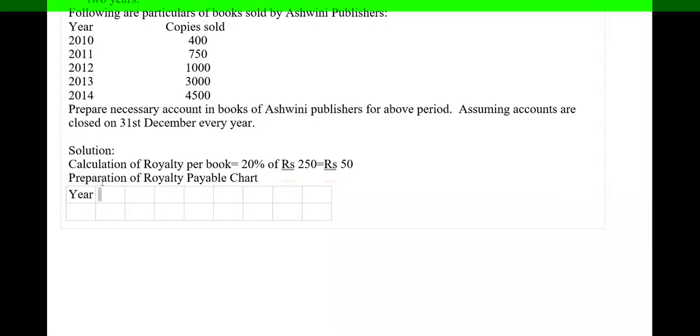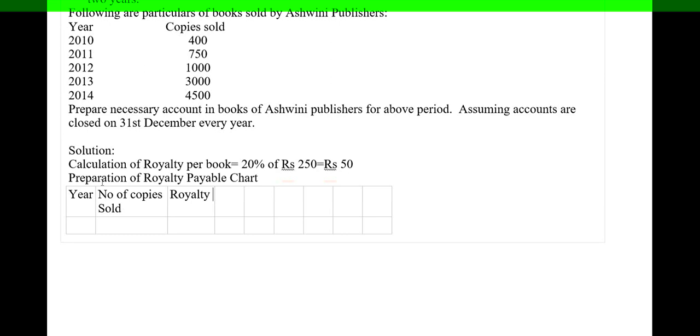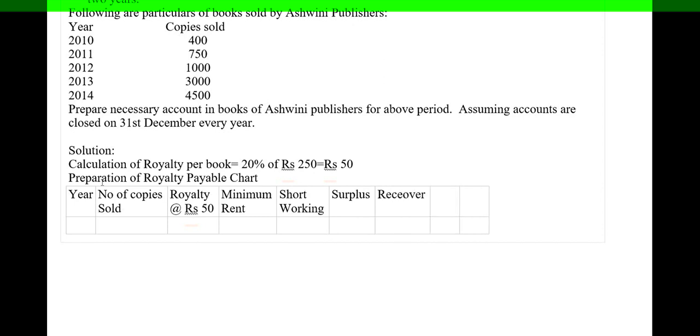So here: number of copies sold, royalty at rupees 50, minimum rent, short working, surplus, recovery, irrecoverable, then amount payable to author.